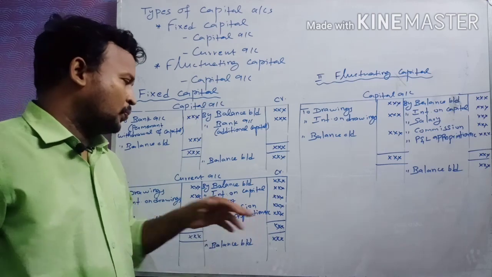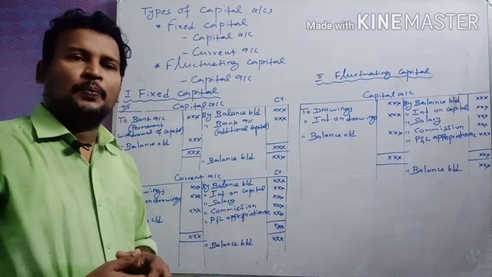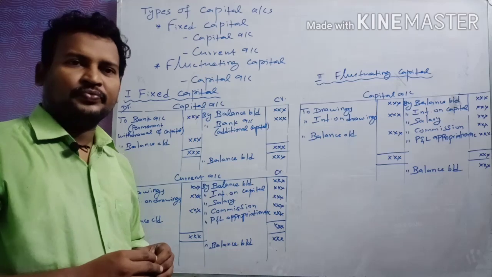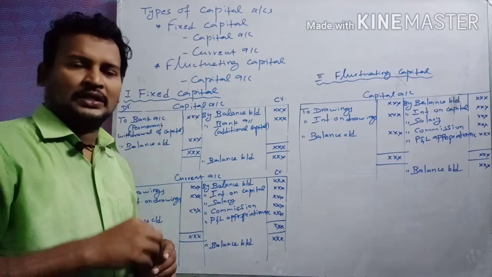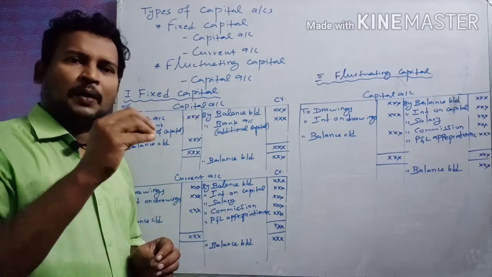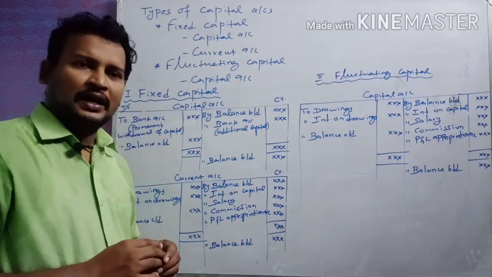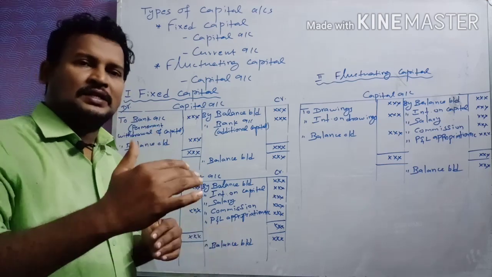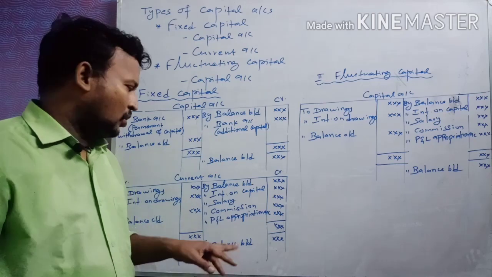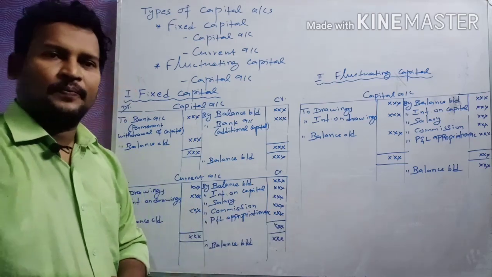Then profit and loss appropriation account. This is nothing but the profit share of the partners. The profit derived in the profit and loss appropriation account should be distributed among the partners, that we have seen already. So that also increases the amount of capital of partners. So this also should be recorded in the credit side, right?